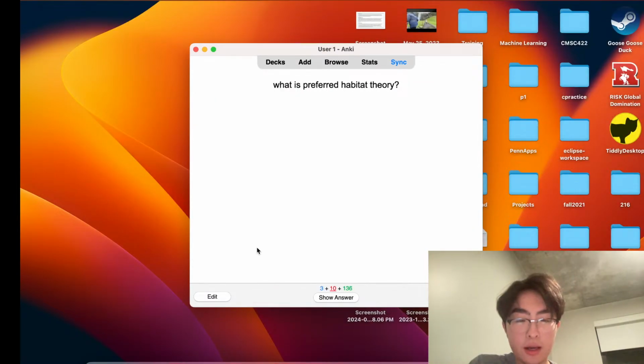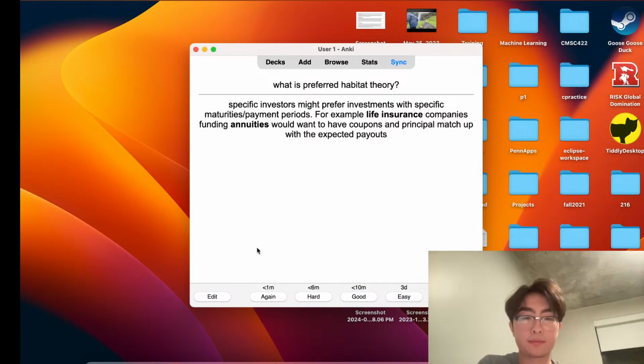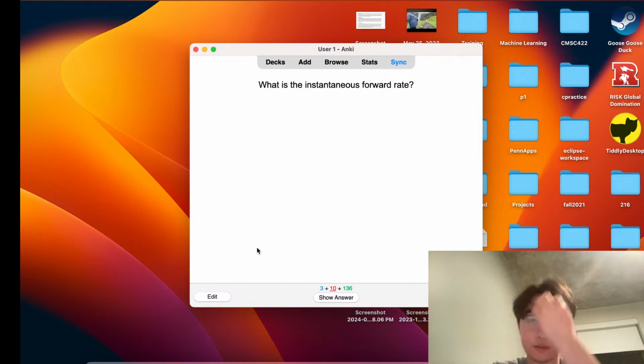Preferred habitat theory. I think preferred habitat theory is just a way of looking at investments in different types of assets and making sure their cash flows align with some type of schedule, let's say every month, or every 2 months, every 3 months. Investors might prefer investments with specific maturities or payment periods. For example, life insurance companies funding annuities would want coupons and principal to match up with the expected payouts. Okay, that's fair.